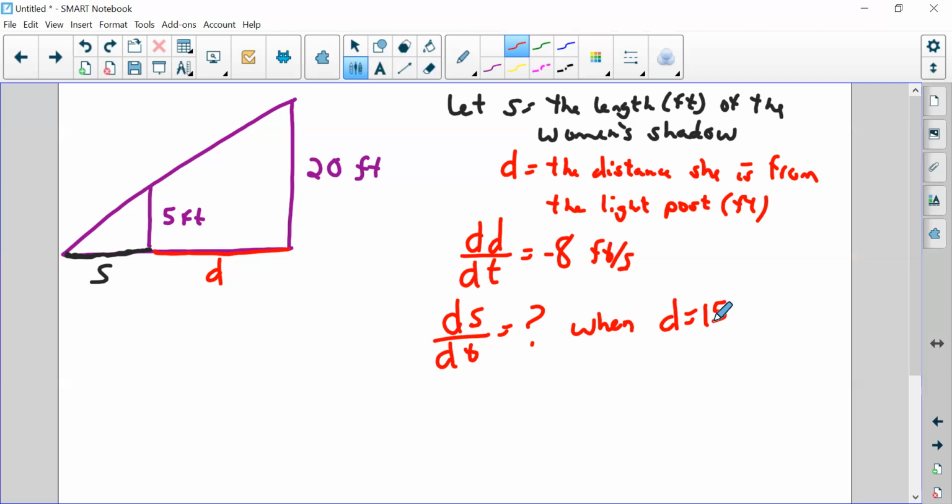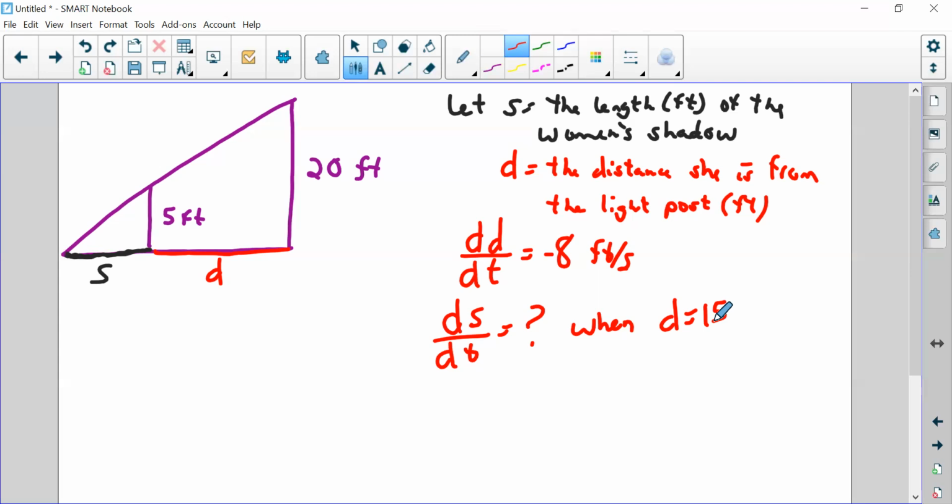To set up your equation, if we need the variable S, we need the variable D. So we have to get an equation that has D and S in it, or we won't be able to get those rates to compare. So what's some equation that we can relate? Think, just like we did in the other problem. Think similar triangles. I've drawn 2 triangles on here.